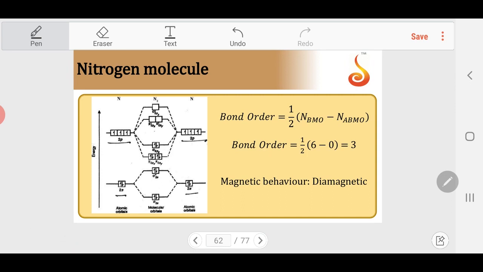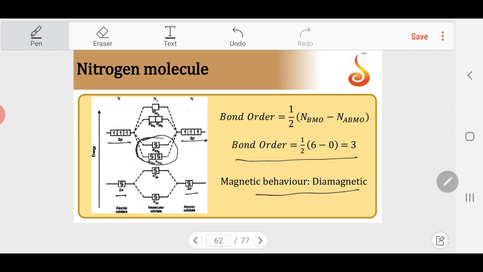So pi 2px will take 2, pi 2py will take 2, and sigma 2pz will take 2. So there are 6 electrons in bonding, no electrons in anti-bonding. Bond order becomes equal to 3, and there is no unpaired electron. Nitrogen is diamagnetic in nature.